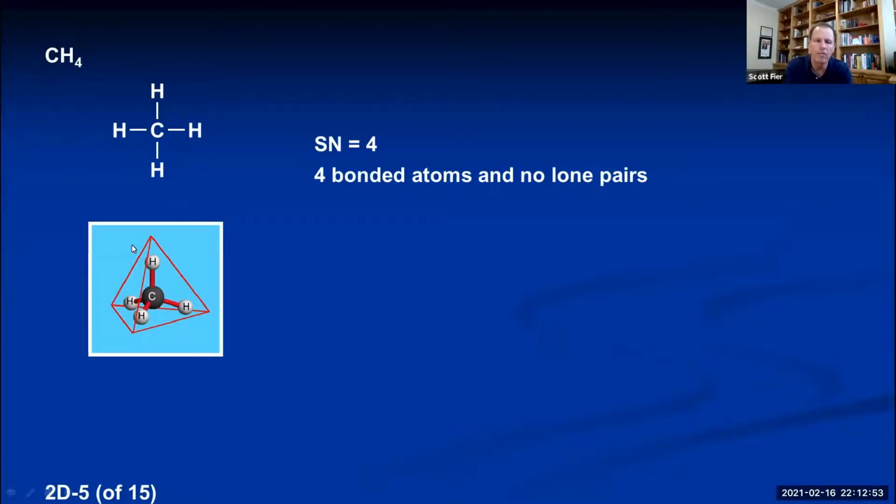So we would predict from the VSEPR theory that in order to minimize the repulsion between the hydrogens, the methane molecule will form a shape that's a tetrahedron, or using the adjective, tetrahedral, because that allows the bond angles to be 109.5 degrees.